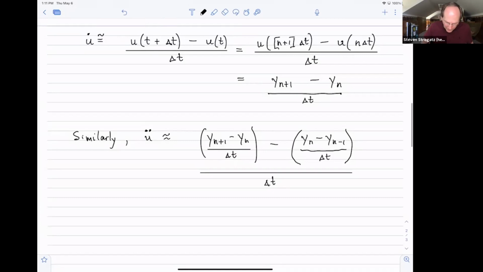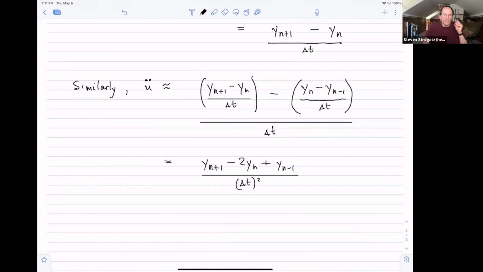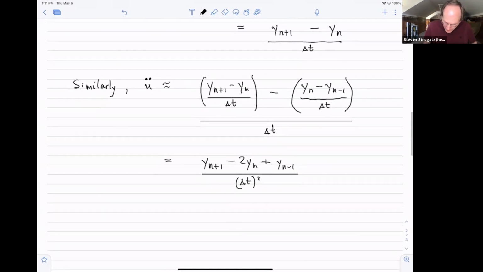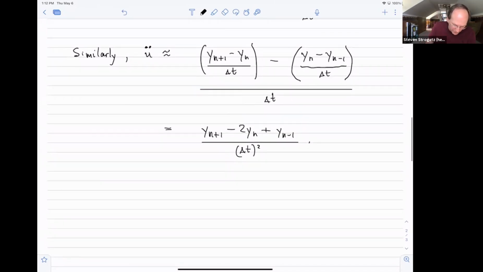And if you put all that together, then you get that this is yn plus 1 minus 2yn plus yn minus 1 all over delta t squared. Okay, so that's the kind of thing you'd be used to if you've ever taken a numerical analysis course. You'd see these kind of moves made all the time. Anyway, so when I put all that together, put that into Duffing's equation.